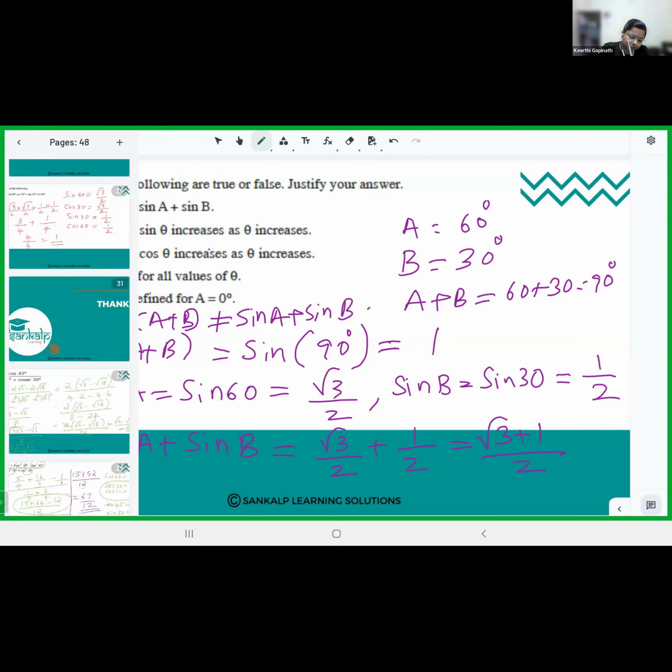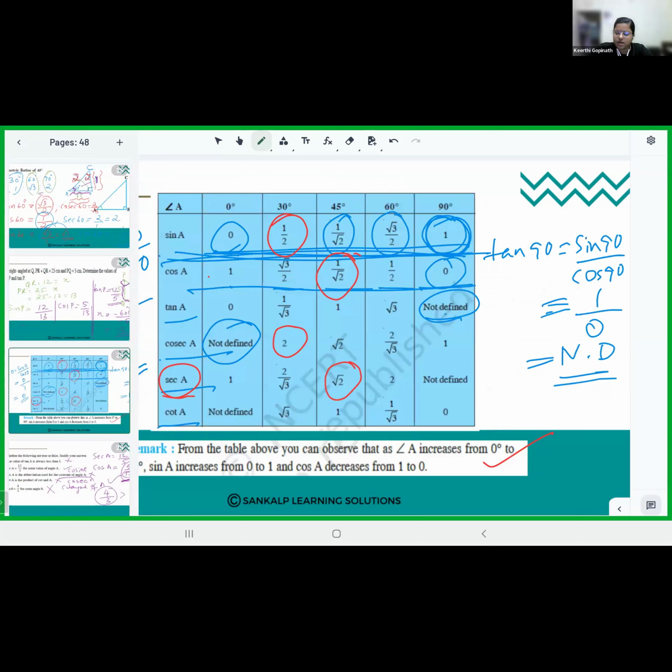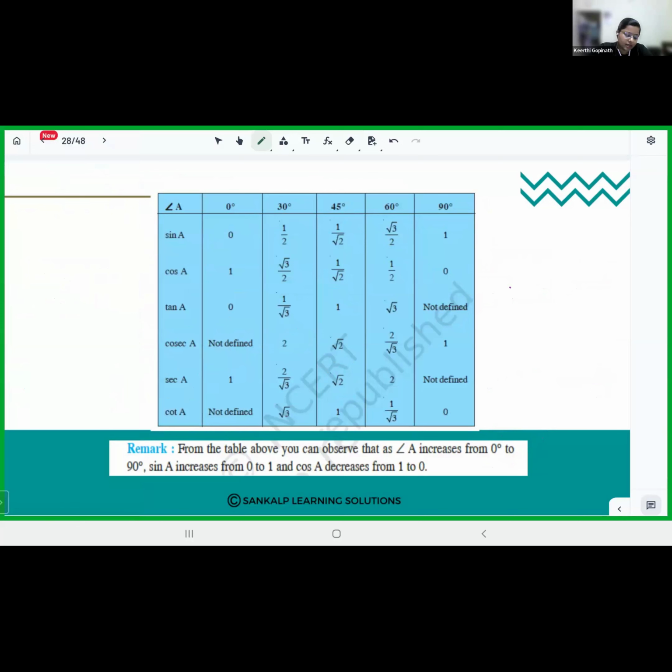So this was our table. You can see here the value of sine is given from 0 degree to 90 degree. As theta increases from 0 to 90, what is happening to the value of sine? Is it decreasing or increasing? It is increasing, right? It is increasing from 0 to 1. Sine 30 is 1 by 2, sine 45 is 1 by root 2, sine 60 is root 3 by 2 and sine 90 is 1. So the value of sine is increasing as theta is increasing.